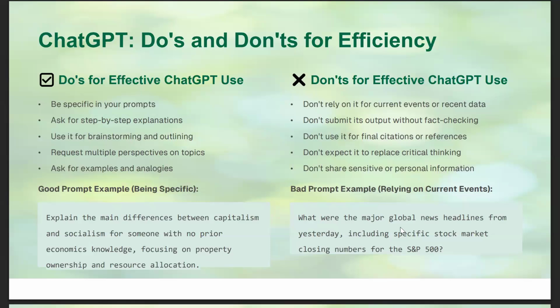So what would a question to ask ChatGPT look like? It's like this. What were the major global news headlines from yesterday, including specific stock market closing numbers for the S&P 500? You see, it's no good for asking about recent events.